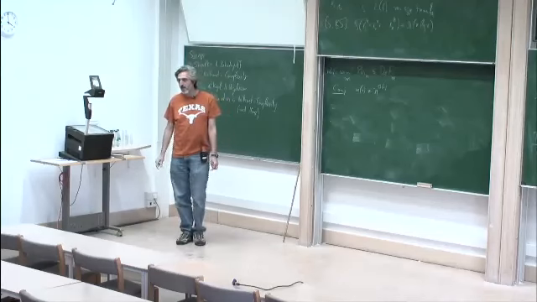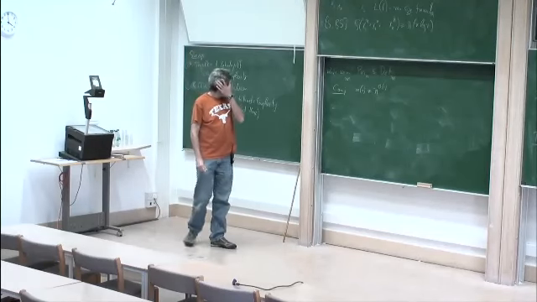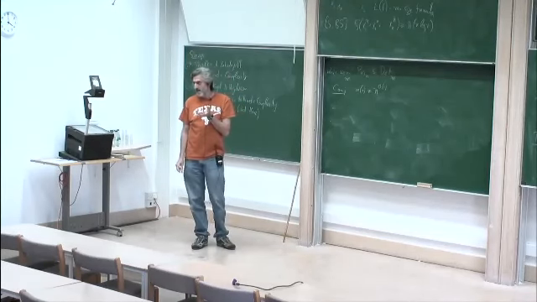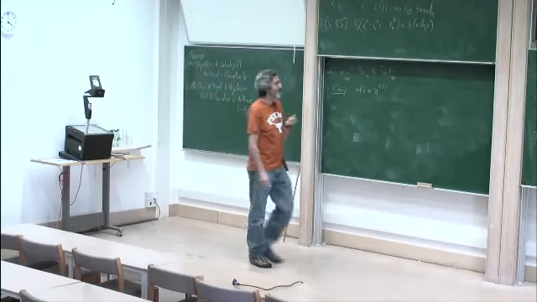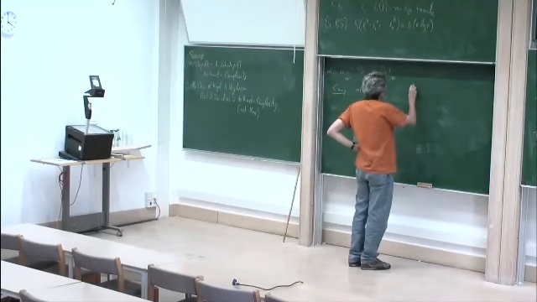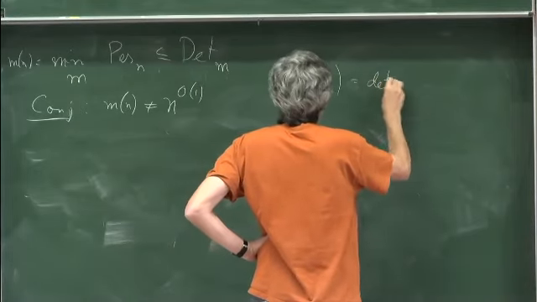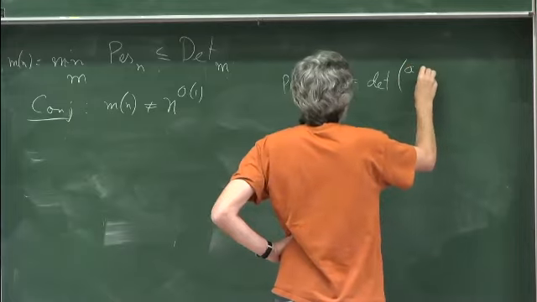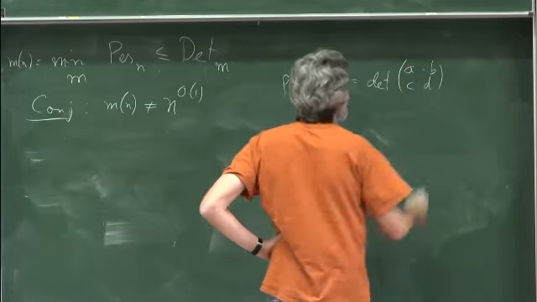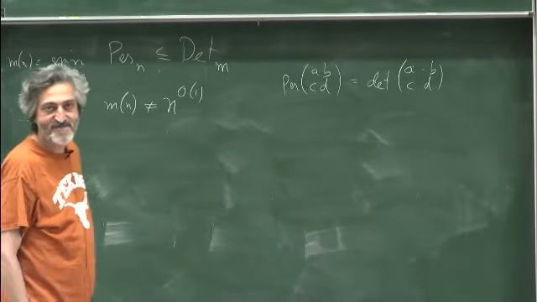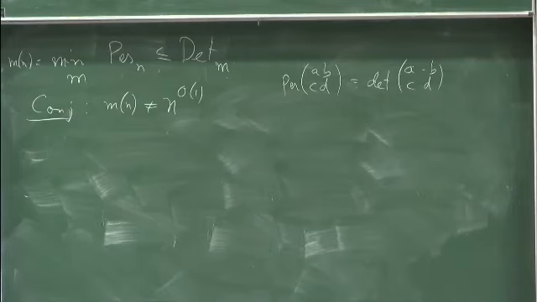What do we know about this? The permanent can sometimes be projected to the determinant. I don't know if you think about the permanent of this matrix. It's exactly the same as the determinant of this other matrix, right? So M of 2 is 2. That's the only case when you have equality.